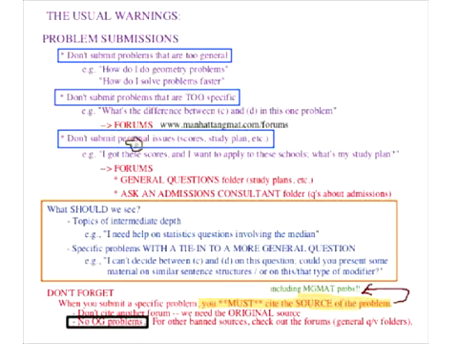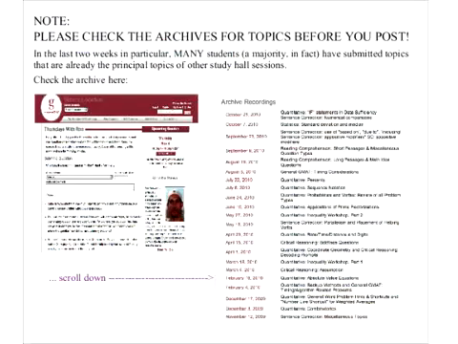Again, the smiley face icon is located over there. Okay, good. Now let's look at the next warning, usual warning page. Again, please check the archives.